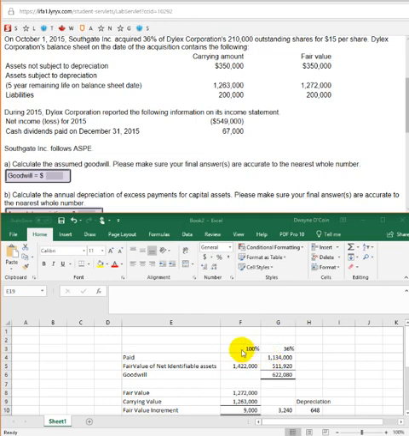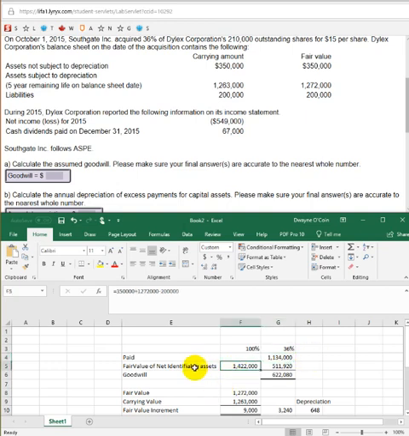So, 100% of the assets, and we bought 36% of them. So, we have a little work to do. And so, we bought for $15 each, 210,000 shares, but we only bought 36% of them. So what we paid for our share, our 36%, was $1,134,000.